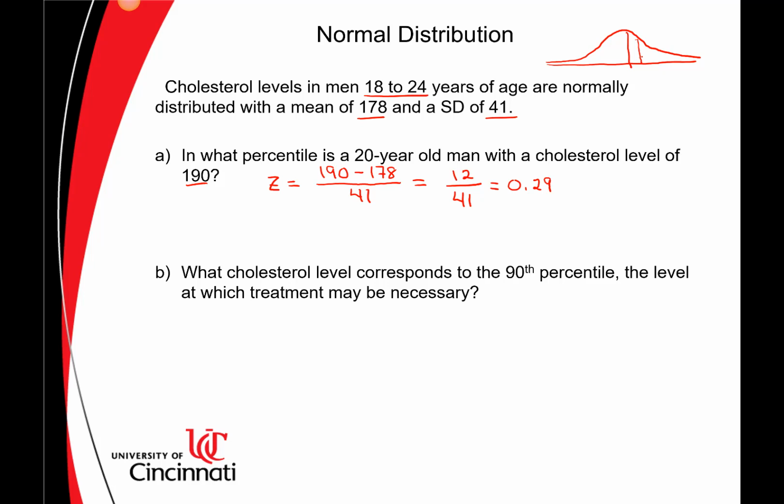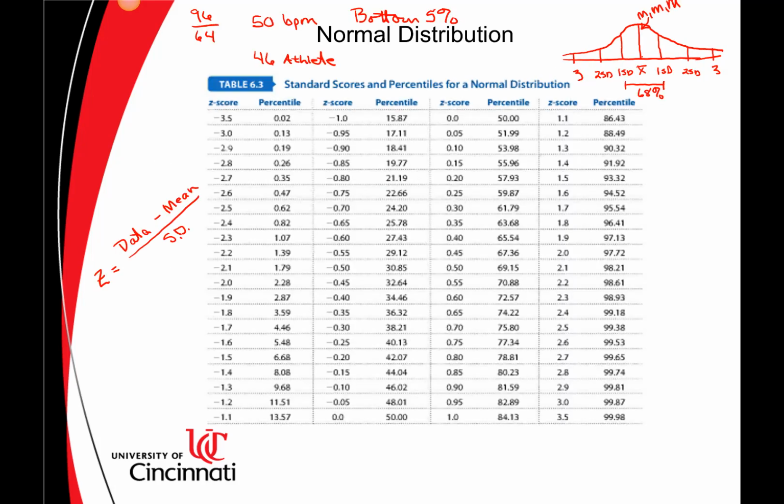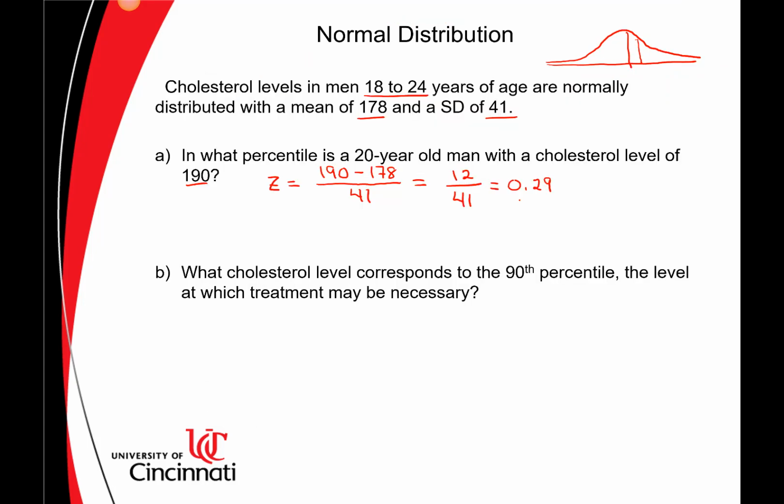How far into the upper half is this person's cholesterol level? Well, let's go back and check. 0.3 is about as close as we're going to get. The percentile is 61.79. For quizzes and tests and stuff like that, I'll provide one of these. You don't have to memorize it. Oh, that's good news. Okay? 61.79. Well, what does that actually say about this individual?